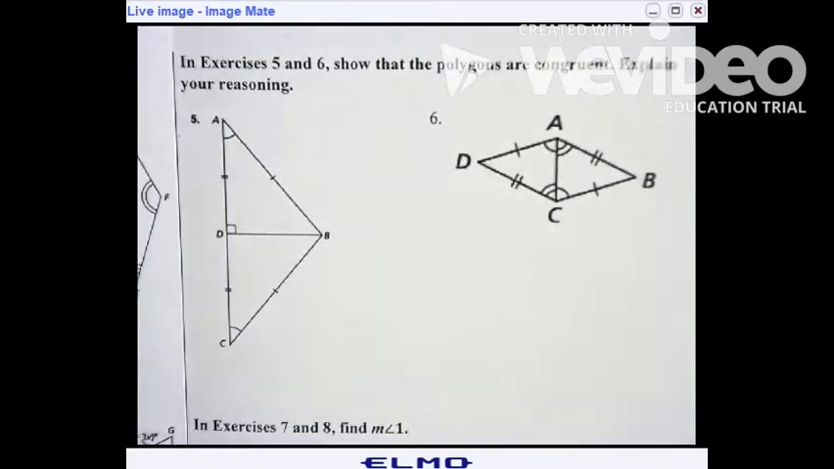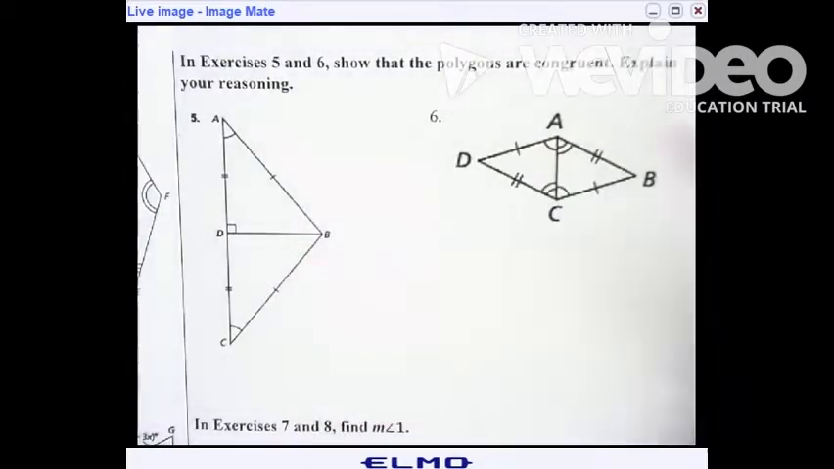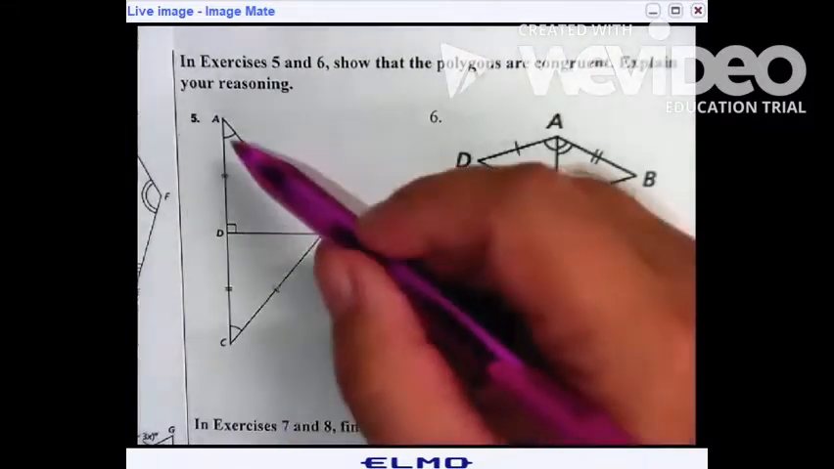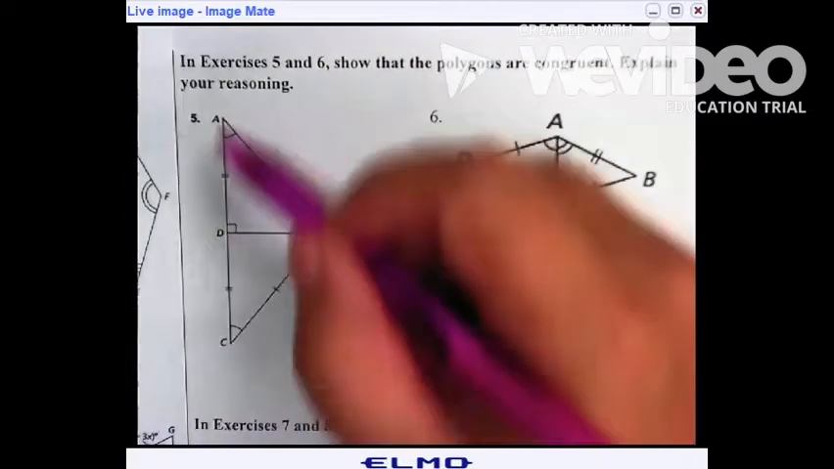Now, if you remember, we said for two figures to be congruent, they have to have all corresponding parts congruent. So we have triangles here, so we have 3 sides, we have 3 angles. We need 6 different things shown to be congruent. Let's just start listing what we have. Angle A is congruent to angle C. Those are marked.